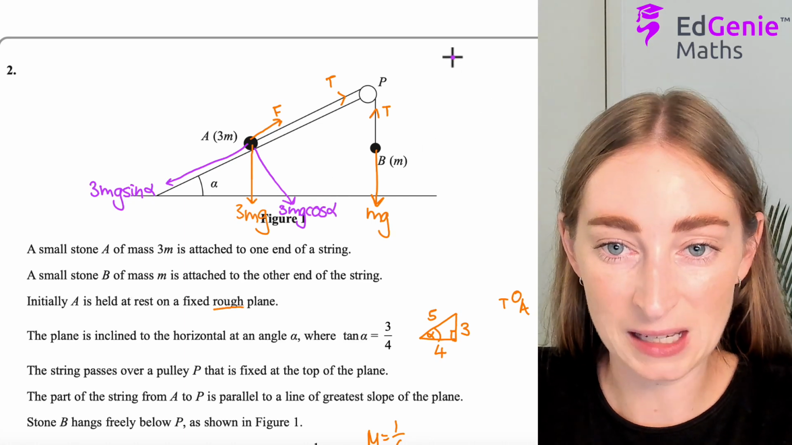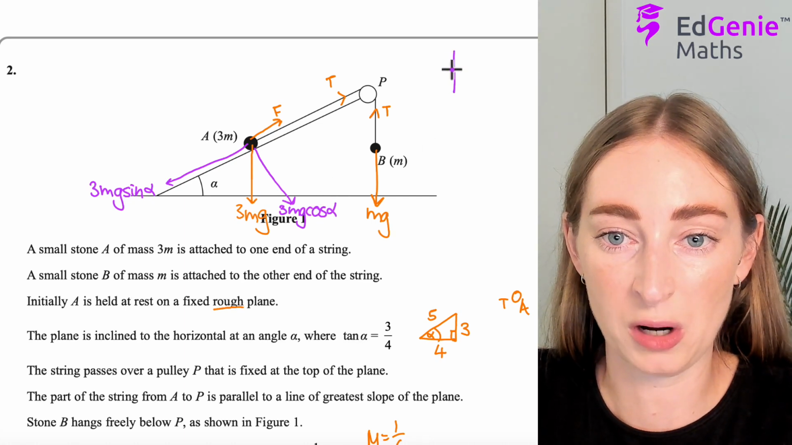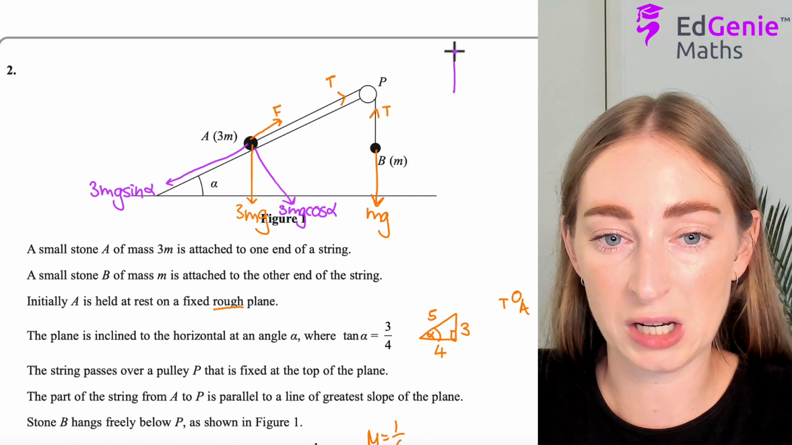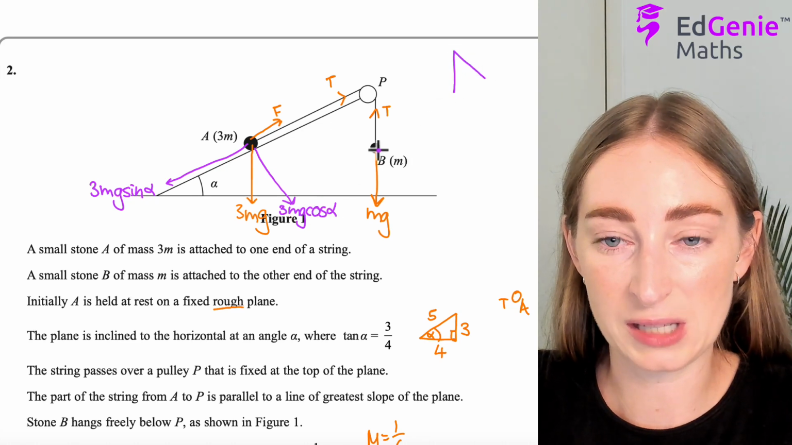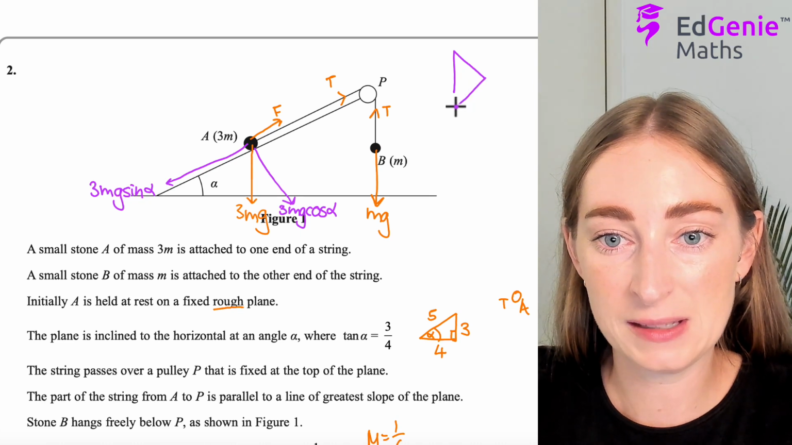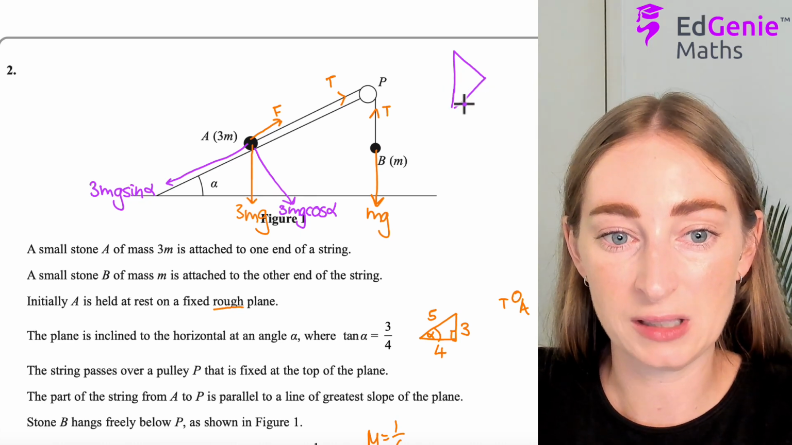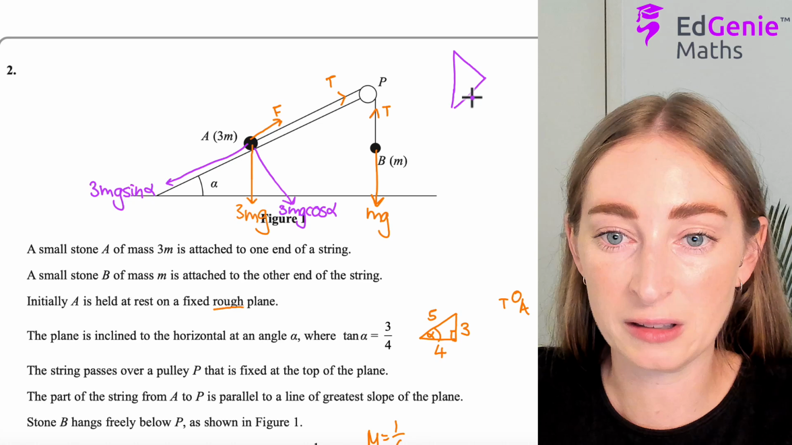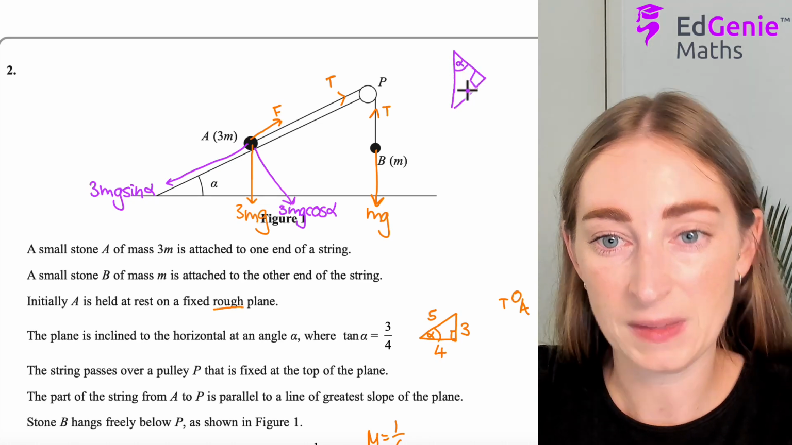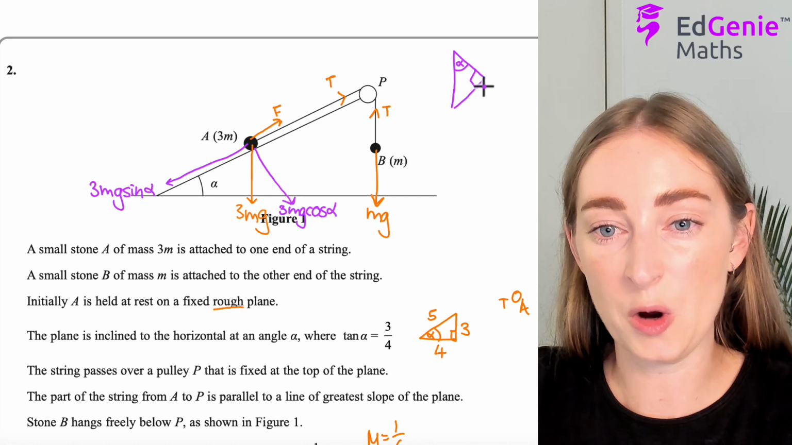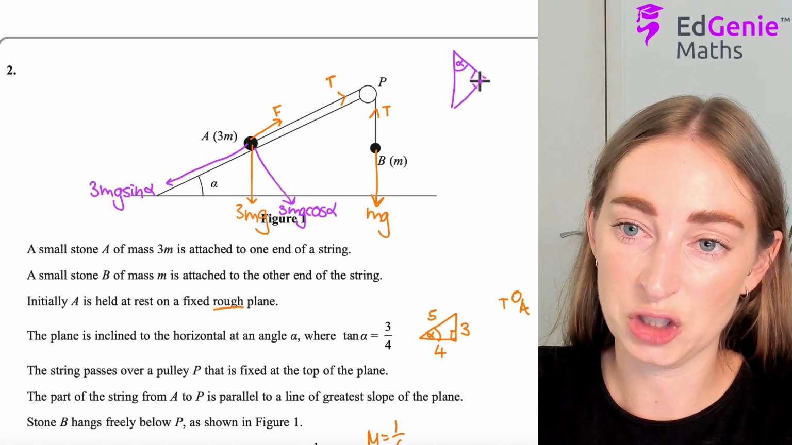If you can't see that, then you just need to draw the triangle. So this is 3mg, then we have this line here, which is 3mg cos alpha, and then we have this line here, which is going to be our 3mg sine alpha. But if you're not sure why, it looks like this. So this is going to be our opposite, and this is going to be our adjacent.